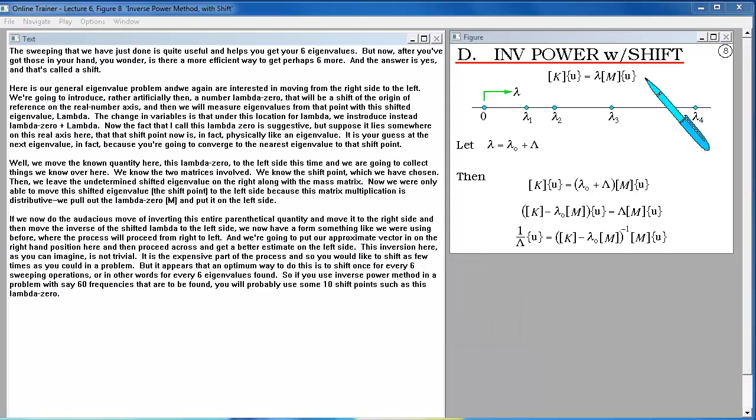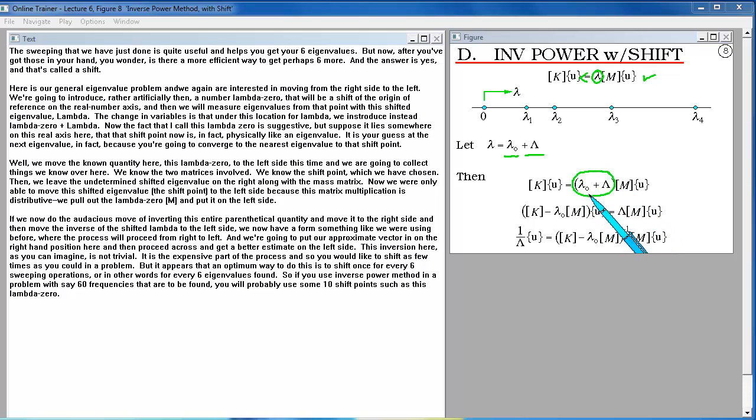Here is our general eigenvalue problem, and we again are interested in moving from the right side to the left. We're going to introduce, rather artificially, a number lambda 0 that will be a shift of the origin of reference on the real number axis. And then we will measure eigenvalues from that point with this shifted eigenvalue, capital lambda. The change in variables is that under this location for lambda, we introduce instead lambda 0 plus cap lambda.